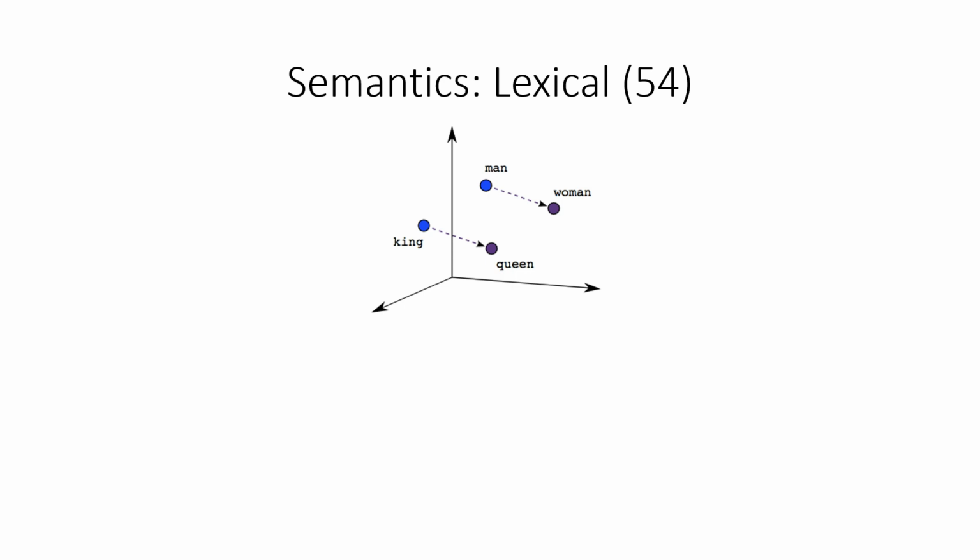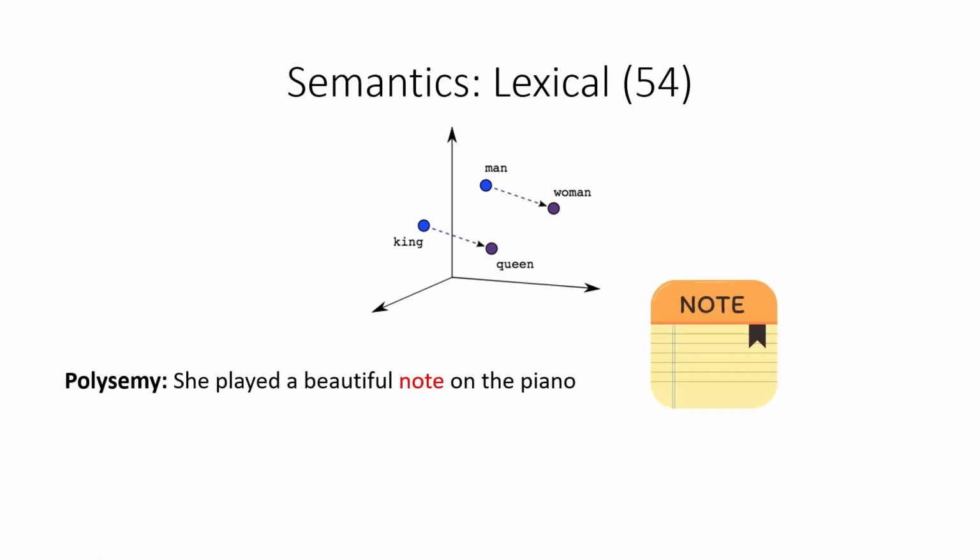And lexical semantics basically deals with meaning on the word level. For example, constructing a vector that represents the meaning of a word. This can be challenging because words in a language might have different meanings depending on the context. Polysemy is when a single word has multiple meanings, like the word note on the piano could also be a note, like in a notebook.